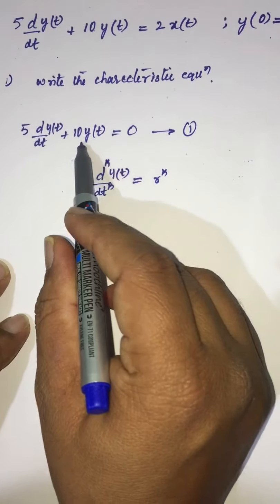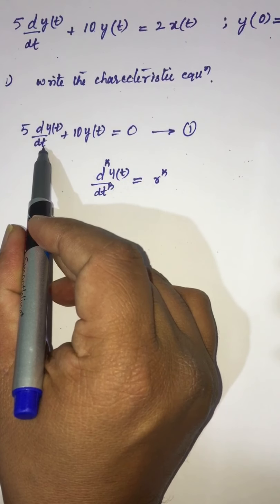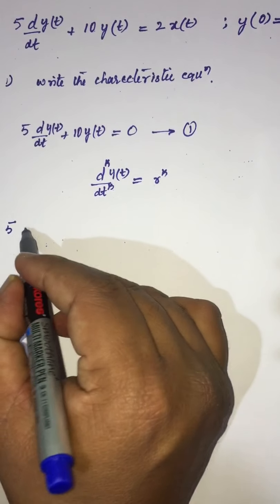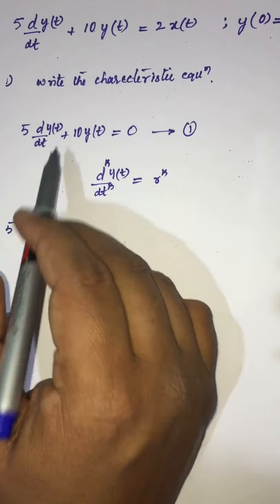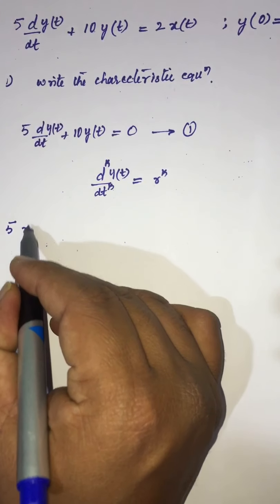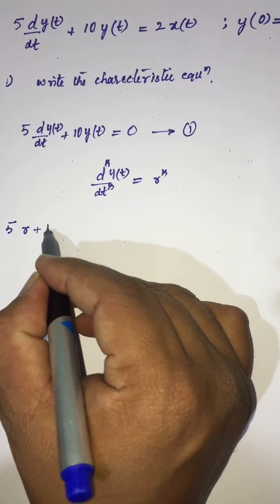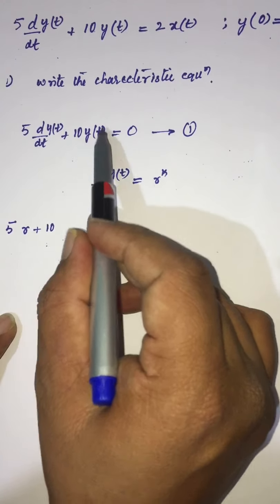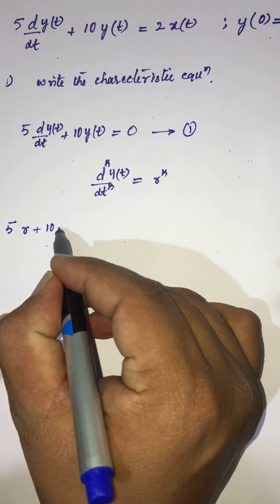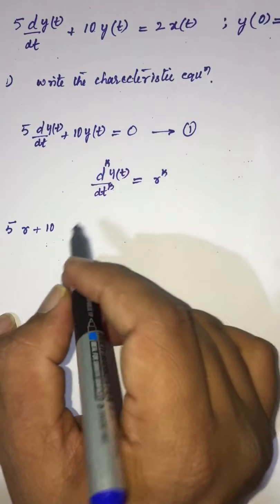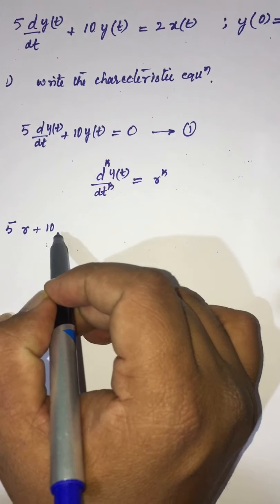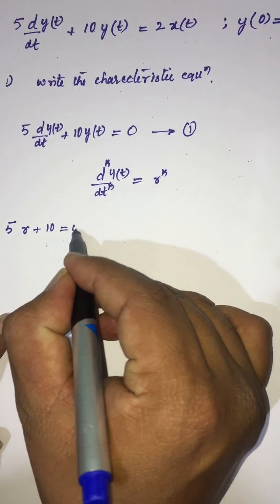Right, now in this homogeneous equation, we have one differentiation. Therefore it will be 5 into r to the power of 1, because the d to the power of k value here is 1, therefore r to the power of 1 is r, plus 10 into r to the power of 0, because there is no differential element here, k will be 0, therefore y of t will be alone. Therefore 10 y of t, nothing needs to be substituted. Y of t has no differential element, therefore r to the power of 0, which is equal to 0.